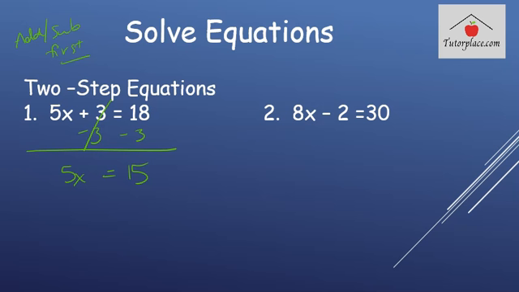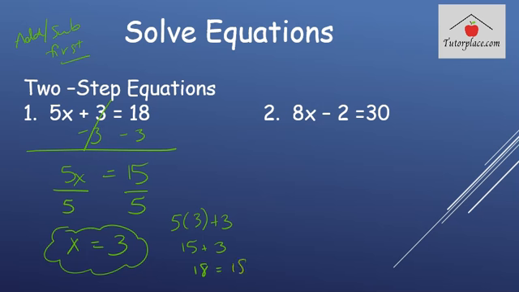5 times 3 plus 3. So 5 times 3 is 15 plus my 3, I get 18. Is that what I was supposed to get? 18, 18? Yes, it is. All right. Let's go to the next problem.